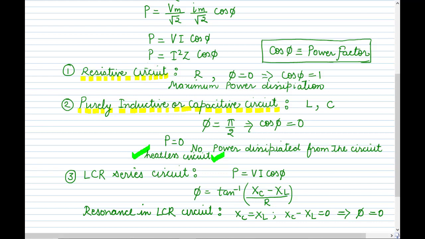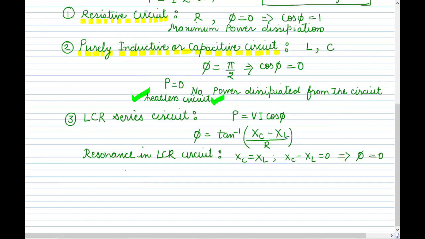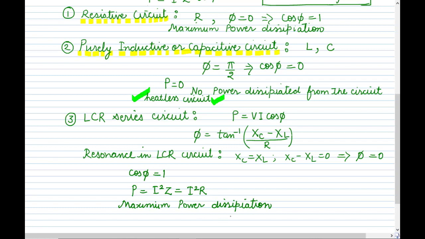And if we put phi equal to 0 here in P is equal to I square Z cos phi, then cos 0 is 1, and the power dissipated is maximum, P is equal to I square Z multiplied by 1, or this is equal to I square R because Xc and XL are the same, so Xc minus XL will become 0. So the maximum power is dissipated from the circuit. So at the condition of resonance, there is maximum power dissipation.